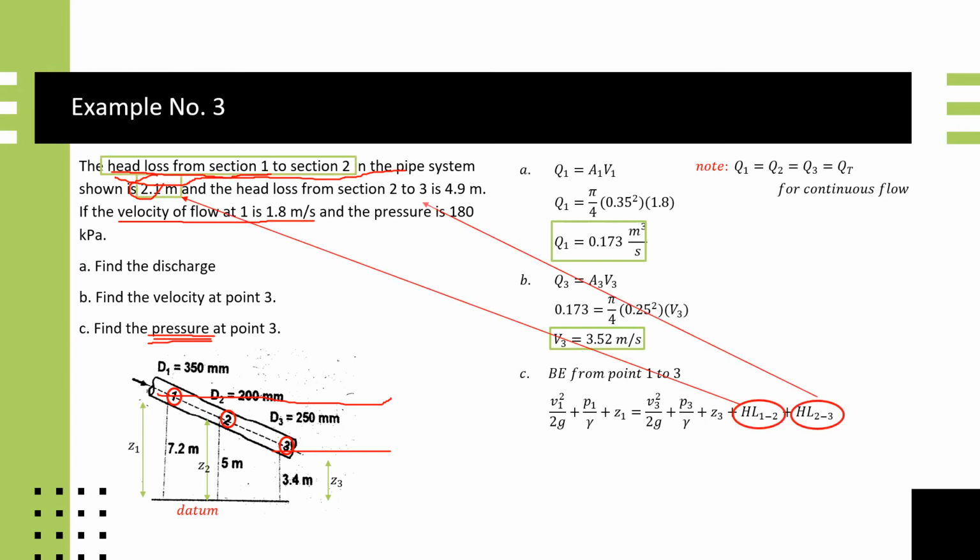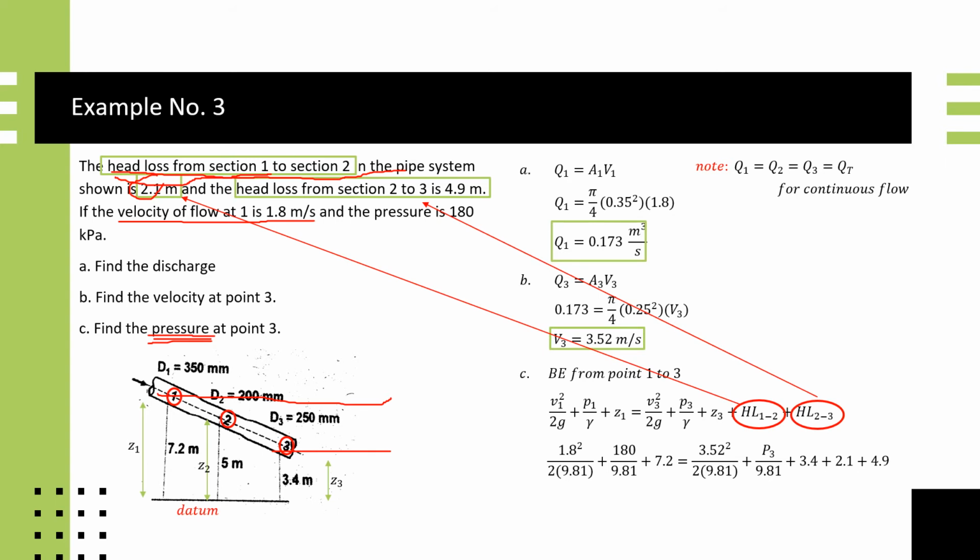Salpak mo lahat ng mga given. V1 squared, 1.8 ang ating velocity flow sa 1, over 2 times 9.81. Ang pressure natin sa point 1 is 180 over 9.81. Tubig lang yan, kaya over 9.81. Plus, ang ating Z1 is 7.2.